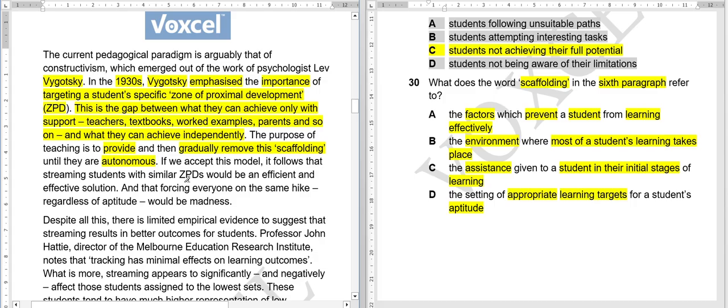If we accept this model, it follows that streaming students with similar ZPDs would be an efficient and effective solution, and that forcing everyone on the same hike regardless of aptitude would be madness. So if we accept this particular model, it advocates that we should stream students with similar ZPDs, and forcing everyone irrespective of their aptitude, regardless of their ability, would be madness. Like, in simpler terms, this paragraph is advocating that we should put students of similar ability in the same class. I hope it is clear. Now you have around 10 seconds. The time starts now.